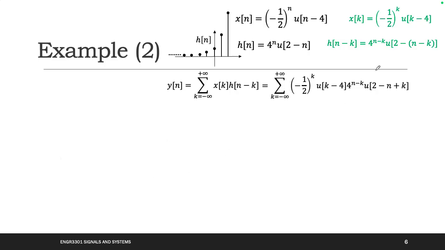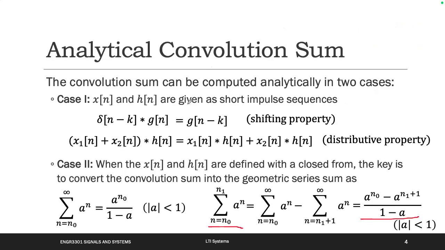Actually, we don't like a u function, am I right? We want to remove it. Just remember, if you want to calculate the convolution sum, if x[n] and h[n] are short input sequences, you can use some properties to simplify that. If not, you need to use some method to make your form look like this type, this form and this form, and then use this equation. That makes sense to you?